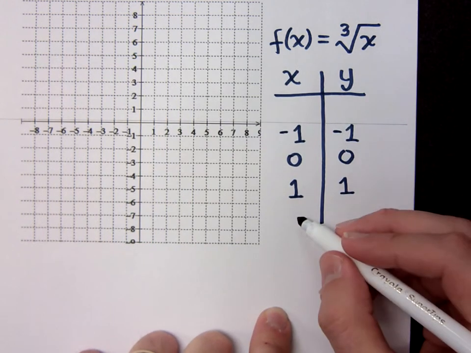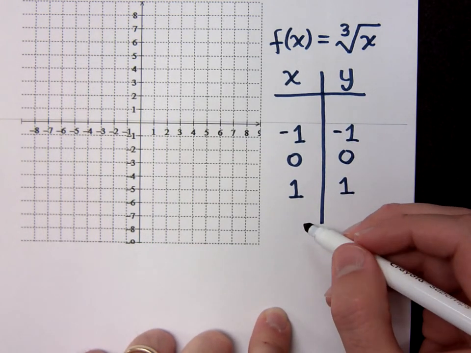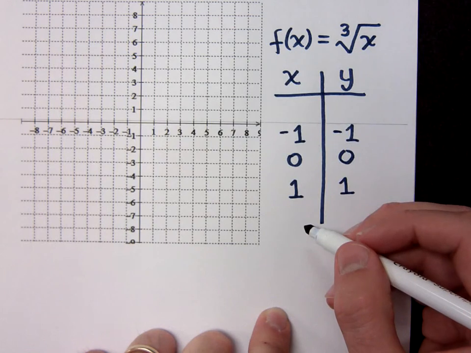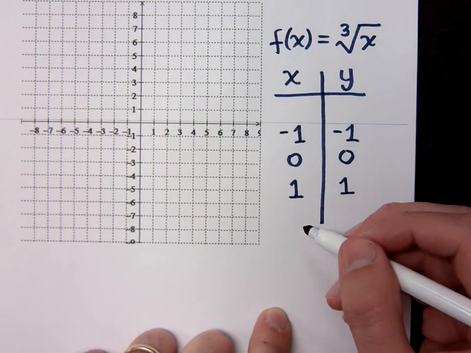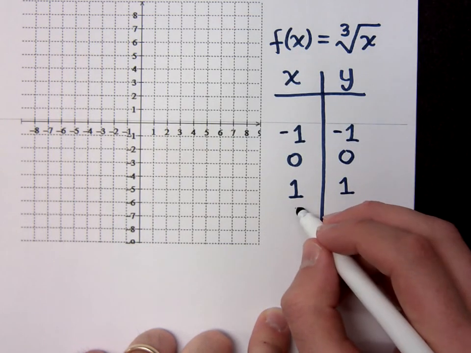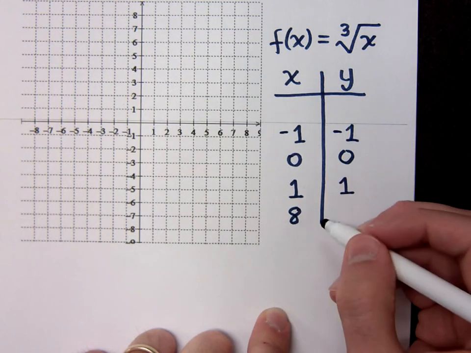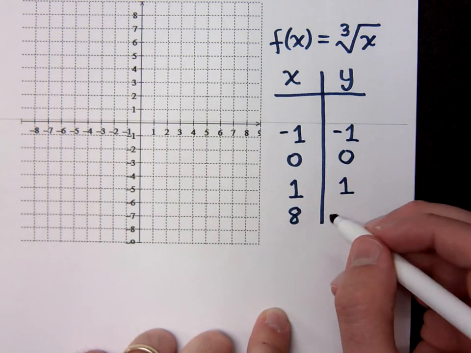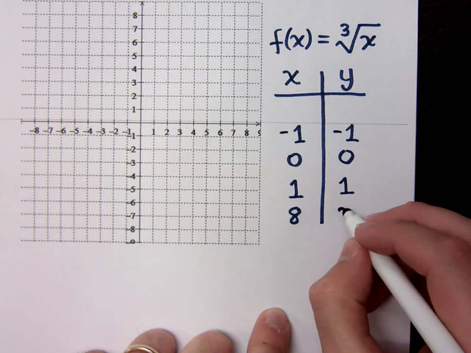Now, I want you to be smart about the values that you're plugging in here. You want to plug in numbers that are perfect cubes, that way you can take their cube root. So should I plug in 9? What should I plug in? You should plug in 8. Why should I plug in 8? Because it's a cube. The cube root of 8 is 2. 2 to the third is 8.